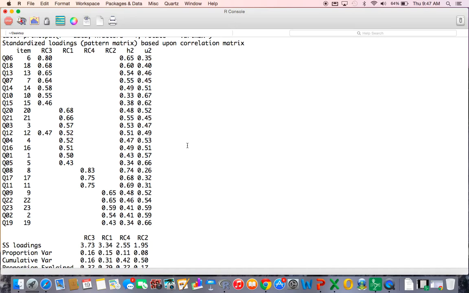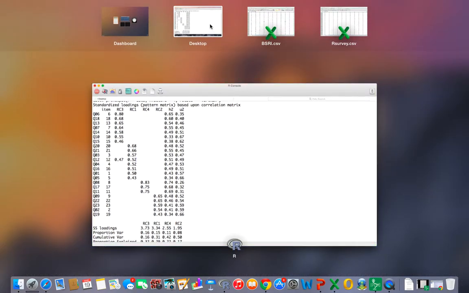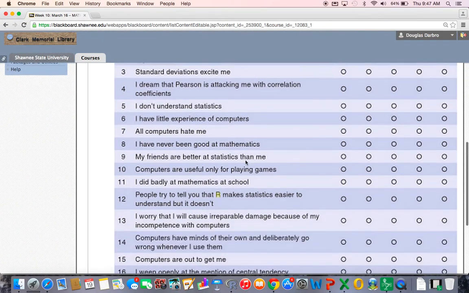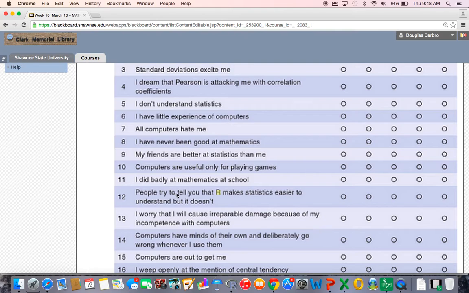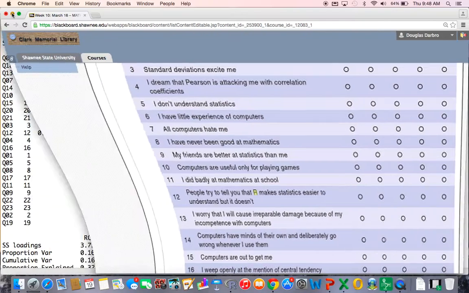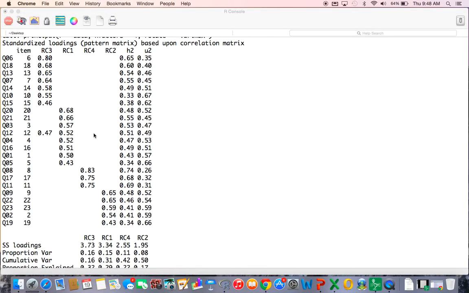Now, what I like is when I look down through here, I don't want a lot of replication. So I'm looking at components 1, 2, and 3. And when I look down through here, the only thing that loads on 2 components is question number 12. So I might want to come back over here and examine question number 12 and see what's going on with that. Question number 12: people try to tell you that R makes statistics easier to understand, but it doesn't. And I can see where that's kind of a vague question. It has loaded on 2 components.